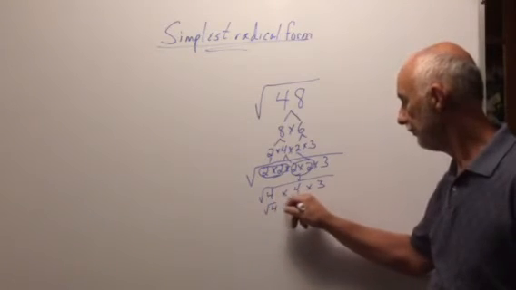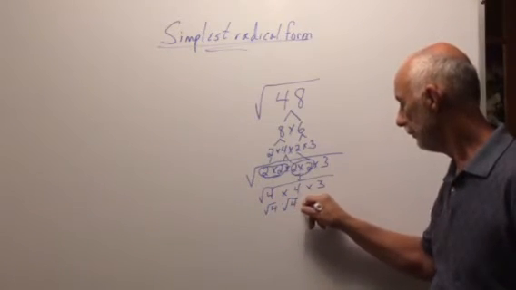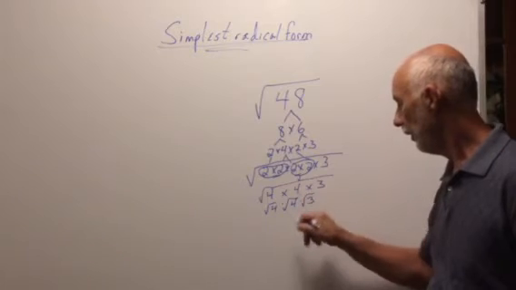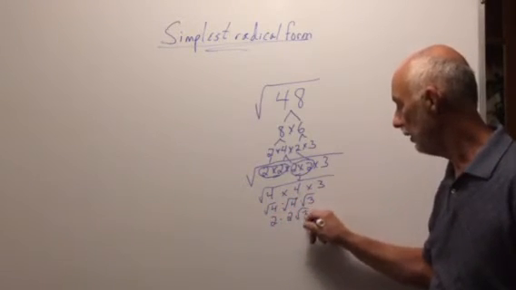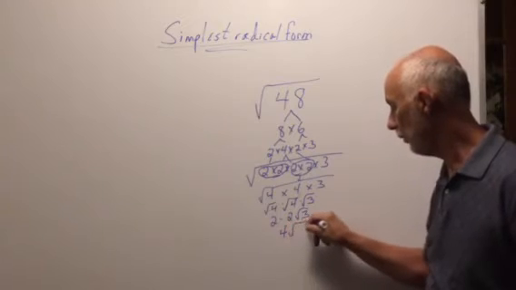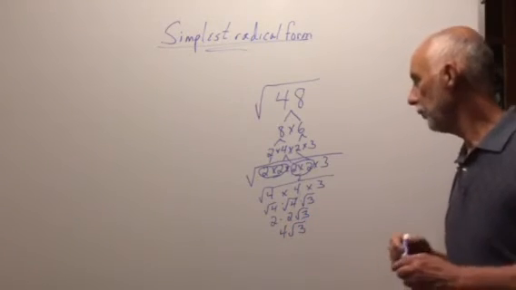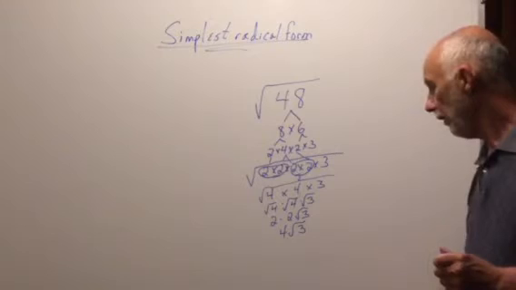And again, square root of 4 is 2, times the square root of 4 is 2, times 3 is just 4 times the square root of 3. Now this is what's really happening, okay?